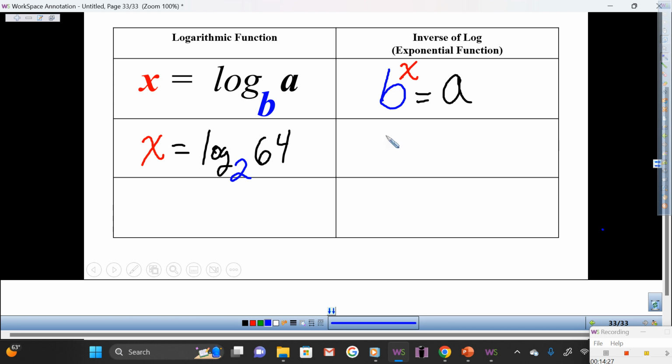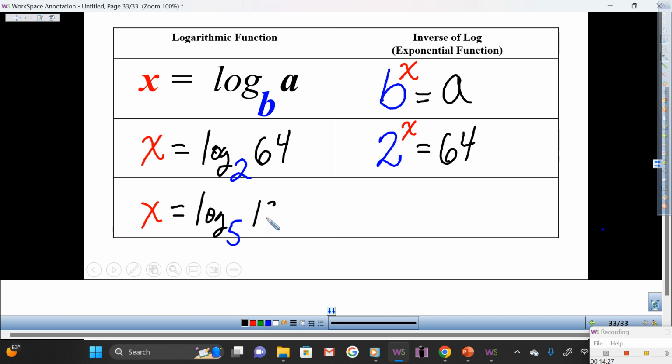What do I write, Joel? 2, okay. Equal to. Thank you. Let's do another one. X equals log 5, 125.